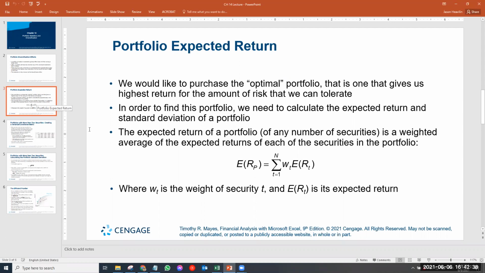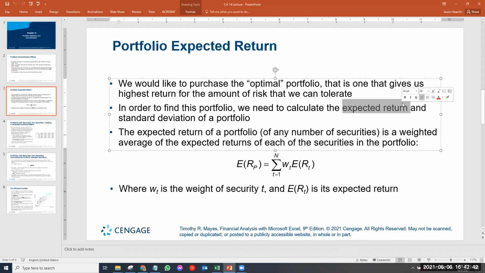In order to do that, we need to look into the expected return of that portfolio of assets and the standard deviation of that portfolio of assets, and how it changes according to the assets we have and how much money we have in each asset. So we need to collect some information. Now, remember, the idea is to get the highest return possible with the lowest amount of risk that we can tolerate, or the lowest amount of risk possible within our tolerance level.